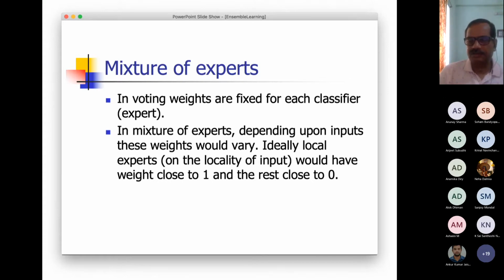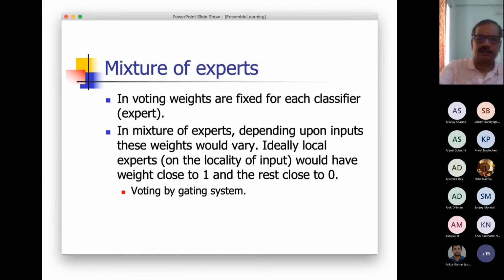So you are the experts. They are not only giving a decision, they are also giving a confidence score, and from that score, the system has the liberty to choose in what way it will make the decision fusion. Those confidence scores can act as the weights of the experts. Ideally, this score should be close to 1 for local experts and 0 for others. But as you can see, this locality may not be very well defined.